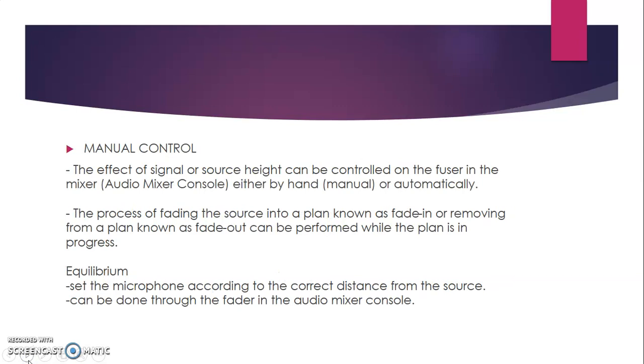Manual control. The effect of the signal source can be controlled by the user in the mixer's audio. The mixer console is controlled either by hand, manually, or automatically. The process of fading a source into a plan is known as a fade in, or removing it from a plan, a fade out, and can be performed while the plan is in progress. And an equilibrium, the setting of the microphone according to the correct distance from the source, can be done through the fader in the audio mixer console.